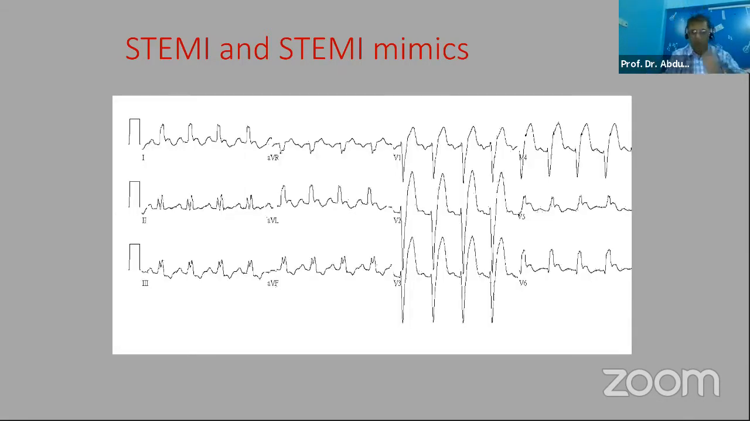So unlike the previous left bundle, this one has ST elevation in V5, V6. And of course, there is ST elevation in the precordial V1, V2, V3, V4, lead 1, aVL, right?